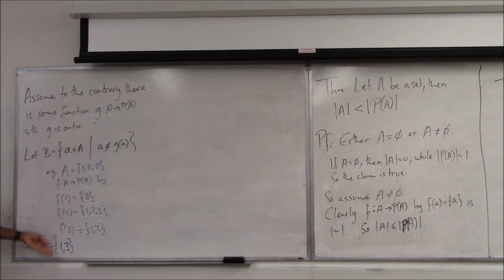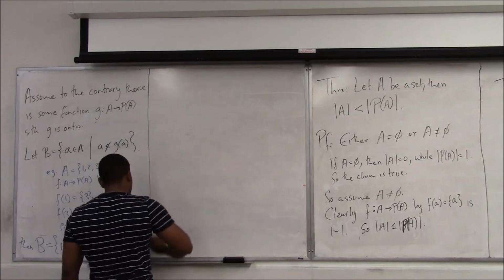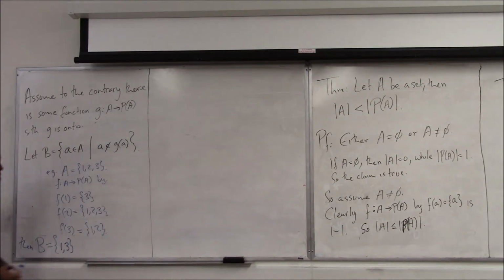So I'm claiming that such a set would always exist. I'm just looking for the set of elements that, when they go to a subset, are not actually a member of that subset. So that's the set B that I'm creating, which clearly should exist. At the very minimum, it's going to be the empty set. But we're going to show that such a set cannot exist.